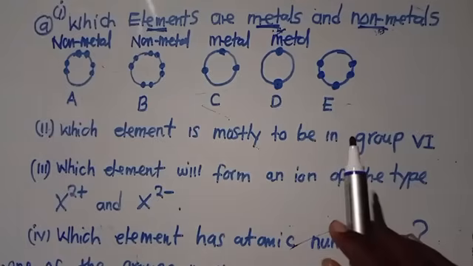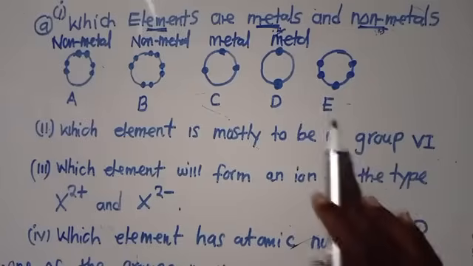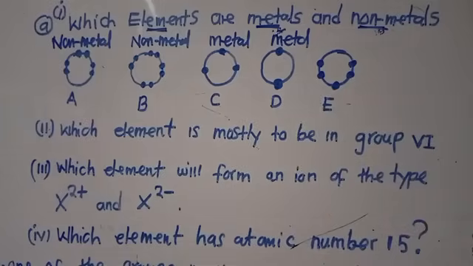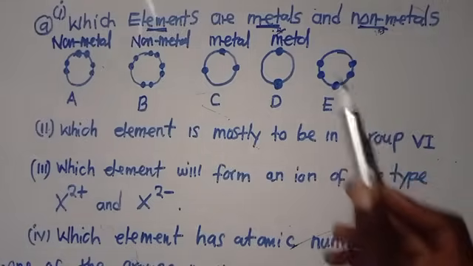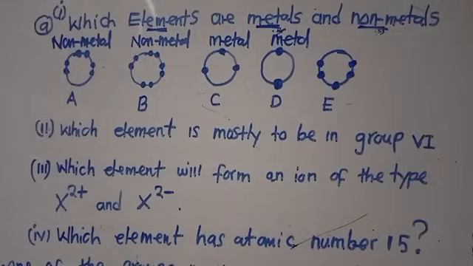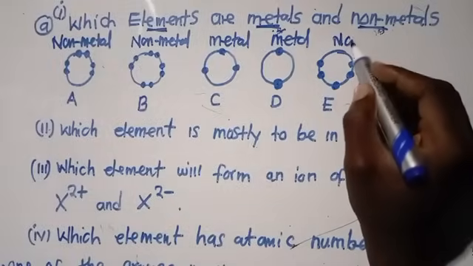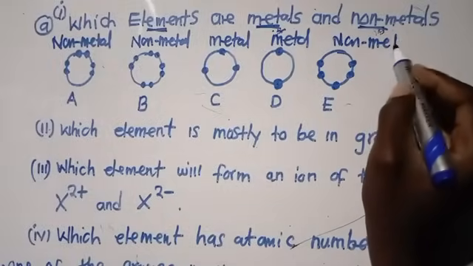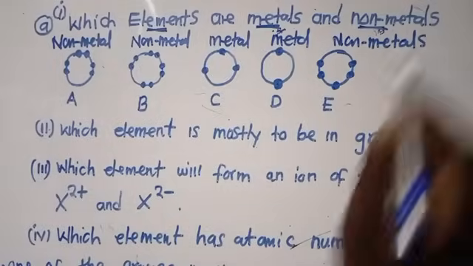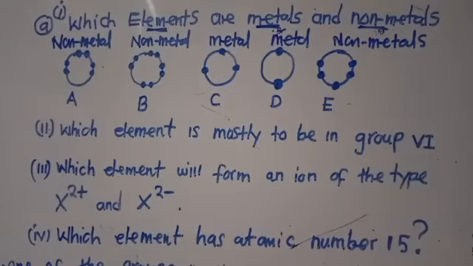Okay, we go to E. Even as we answer E, I want someone to explain a bit what they mean. Is E a metal or a non-metal? Why is it a non-metal? People have said this is a non-metal. I'm getting these answers from you, and I like your participation. People are following. So E is a non-metal.